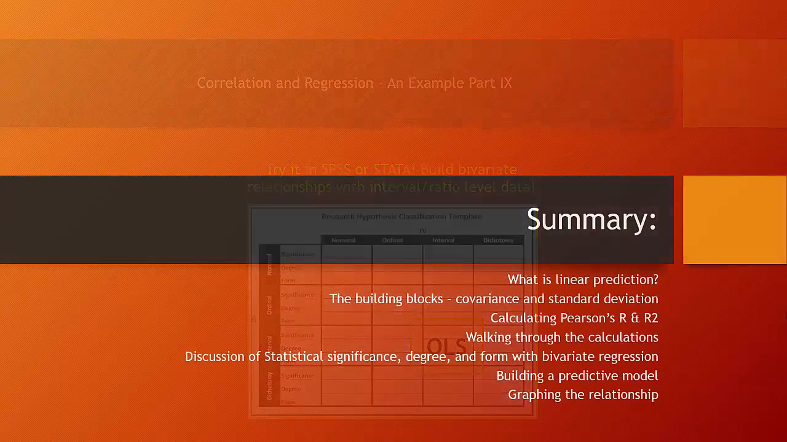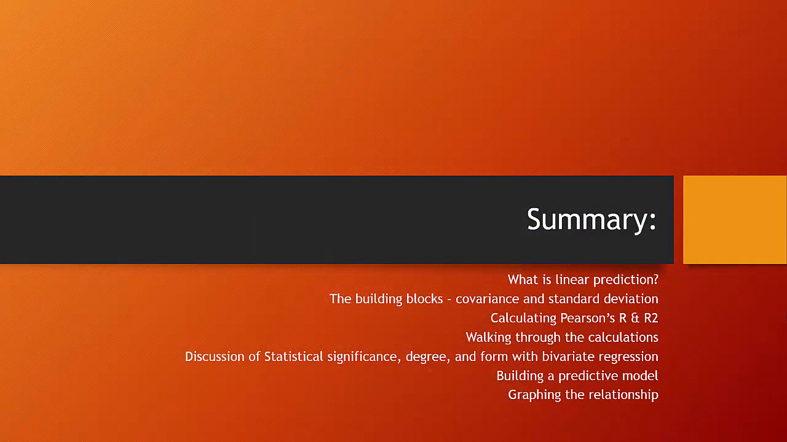Great. So just to remind you guys what we've covered, we talked about what linear prediction is. We looked at the building blocks, which was covariance and standard deviation. We calculated Pearson's R and R squared. We walked through the calculations. We discussed statistical significance, degree, and form with bivariate regression. We built a predictive model, and we built a graphic looking at the relationship.